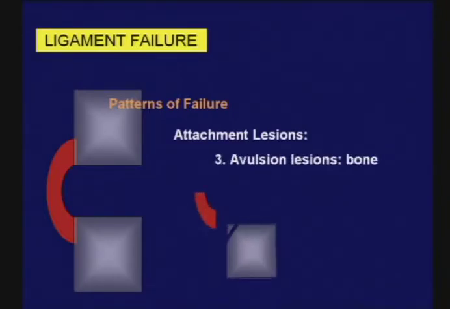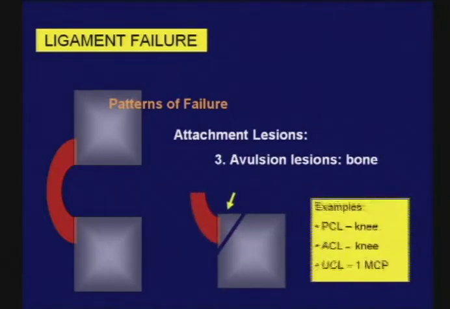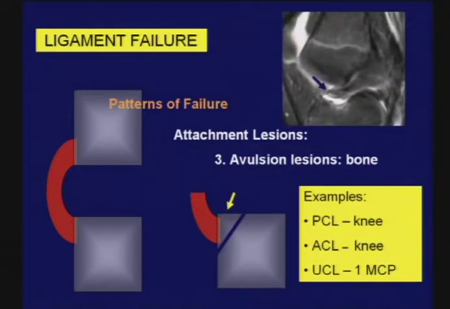The third pattern of failure that occurs at an attachment site is a bone avulsion. Many possible examples I could show you. I show you one that I'll talk about later today, occurring at the intercondylar eminence, an avulsion fracture documented by that arrow related to the anterior cruciate ligament.